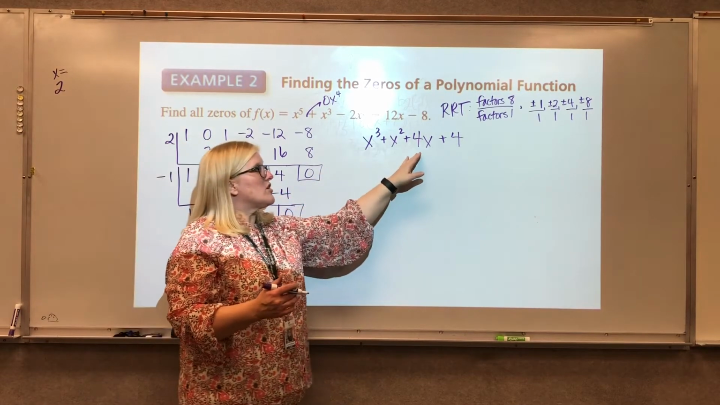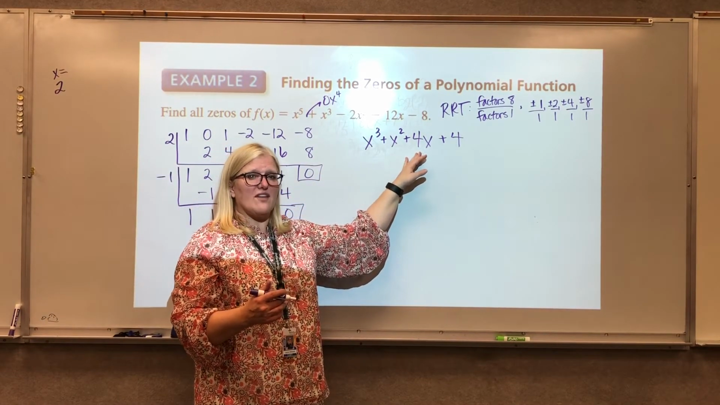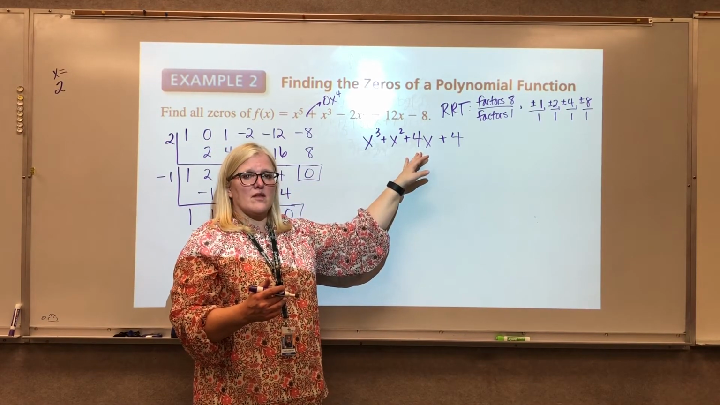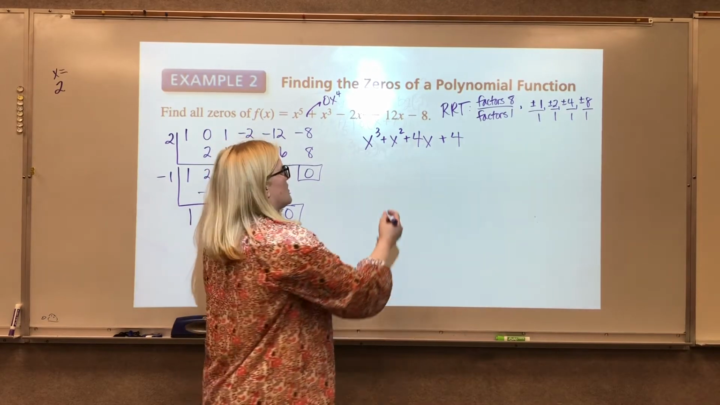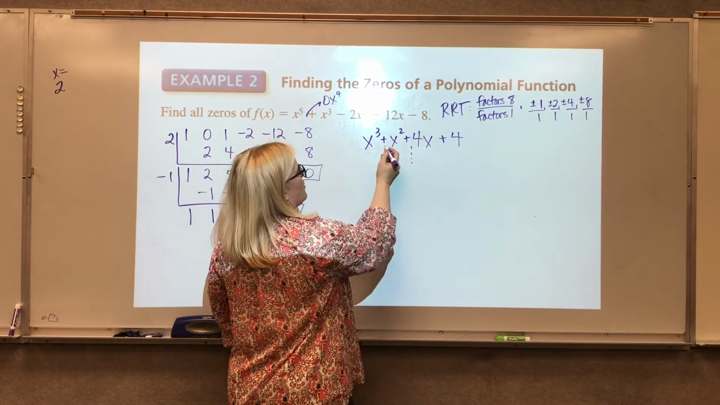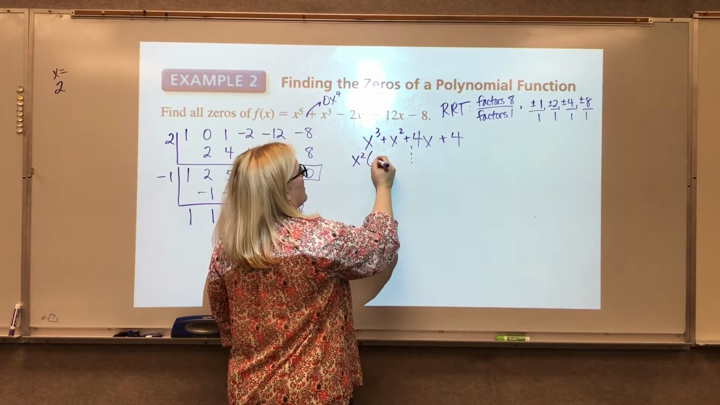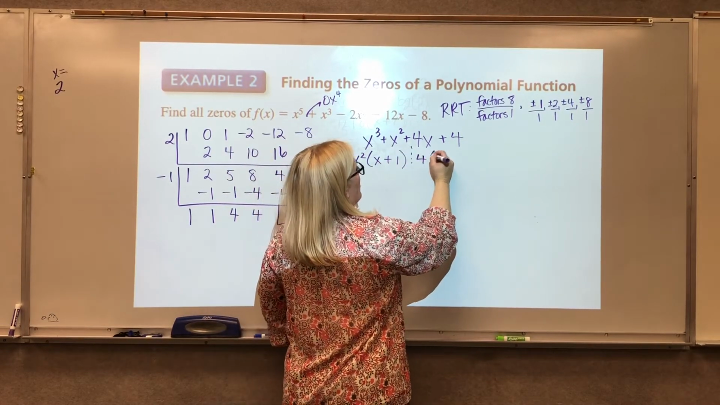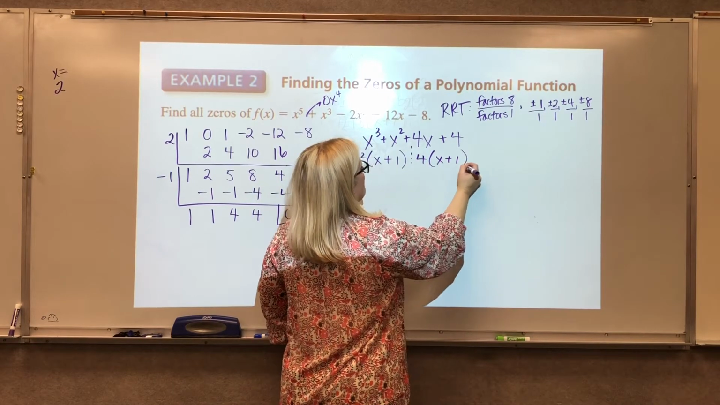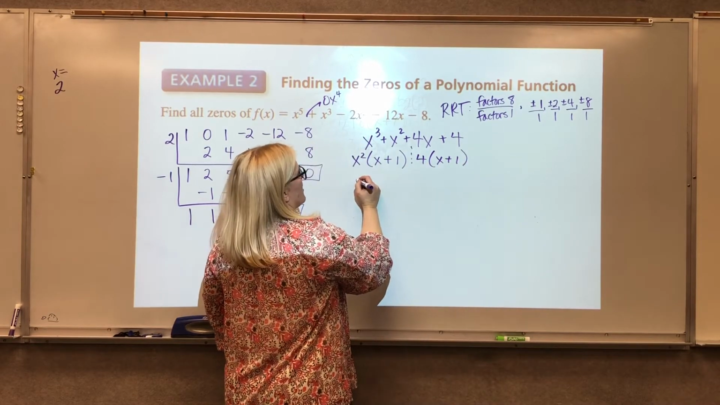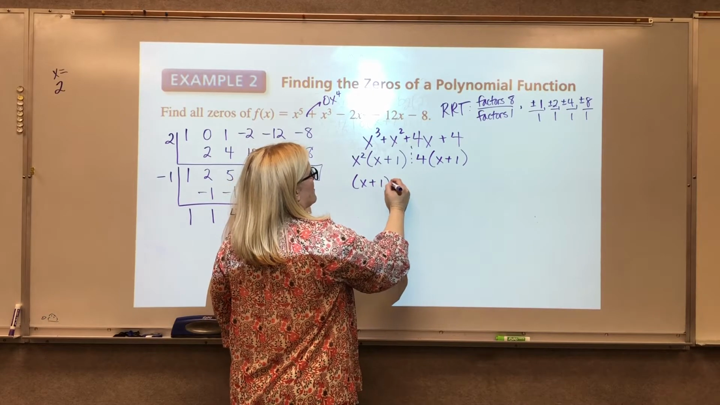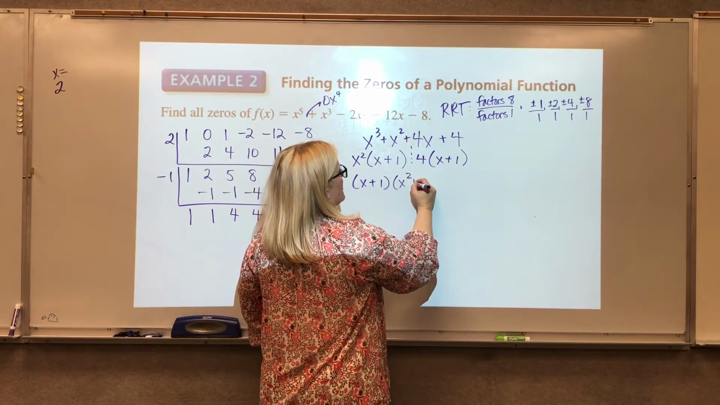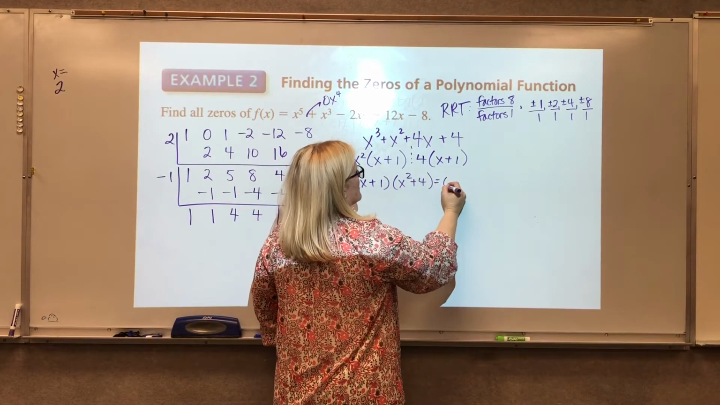But if you look closely, this one you can factor by grouping. Okay? So we pull out an x squared. I'm left with x plus 1. Okay? Pull out a 4 and I am left with x plus 1. So I have x plus 1 times x squared plus 4 equals 0.